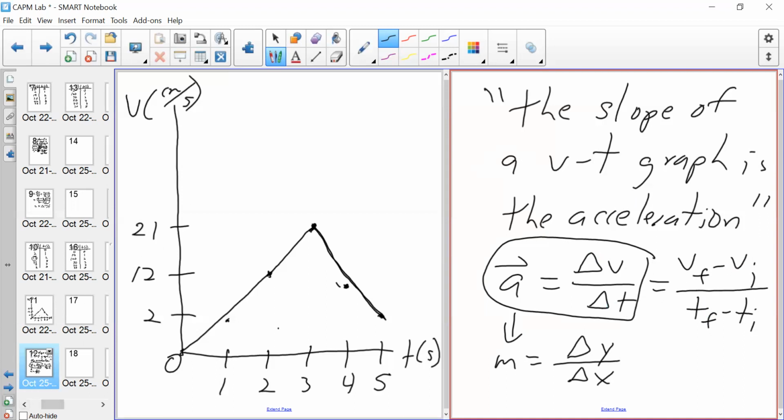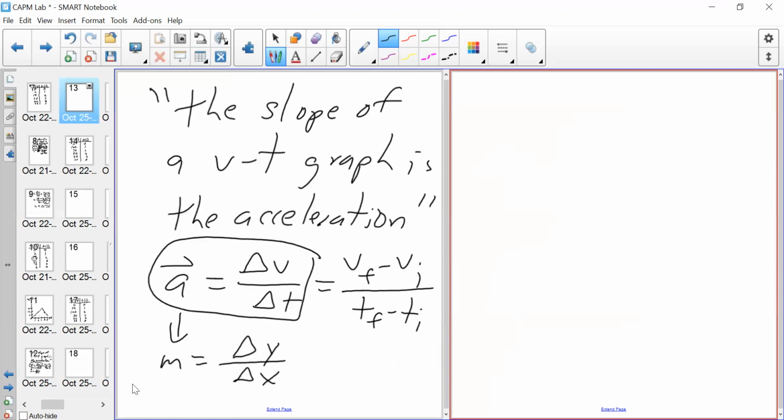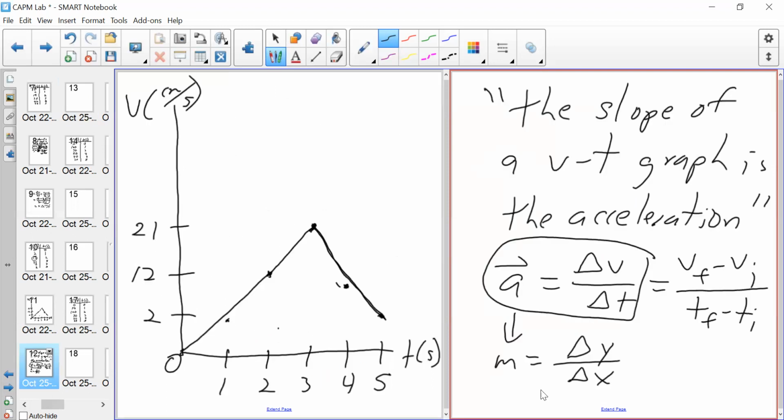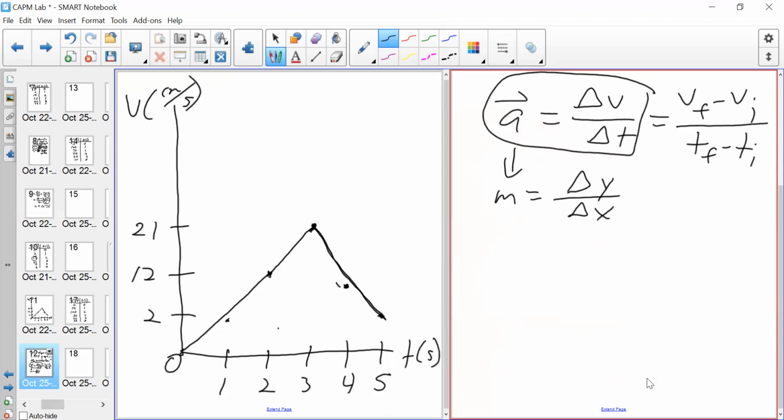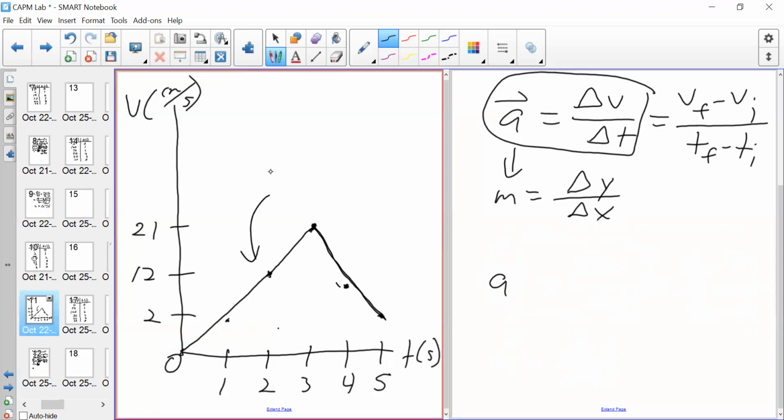Okay, so let me take the slope of the first part of this graph. I'll just expand down here, keep it on the same page, same view. We know that time is moving forward, and so therefore this is going to be our final point in velocity, 21. So take this formula and find the acceleration from 0 to 3 seconds. It's speeding up. There is an acceleration here. It's going from 0 to 21 centimeters per second in 3 seconds.